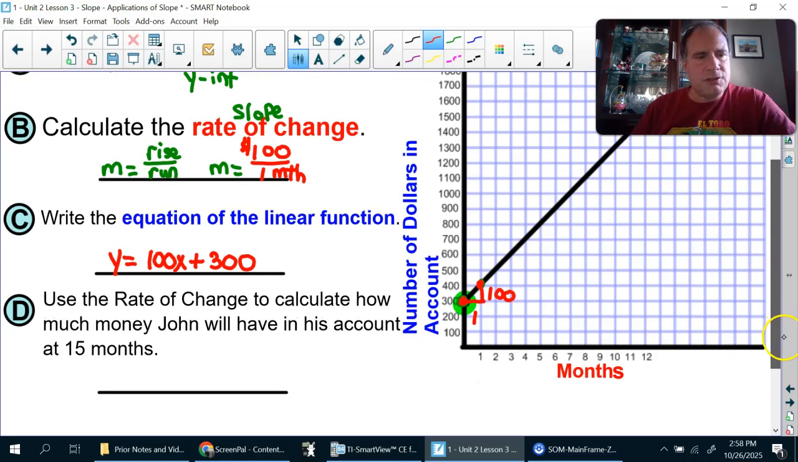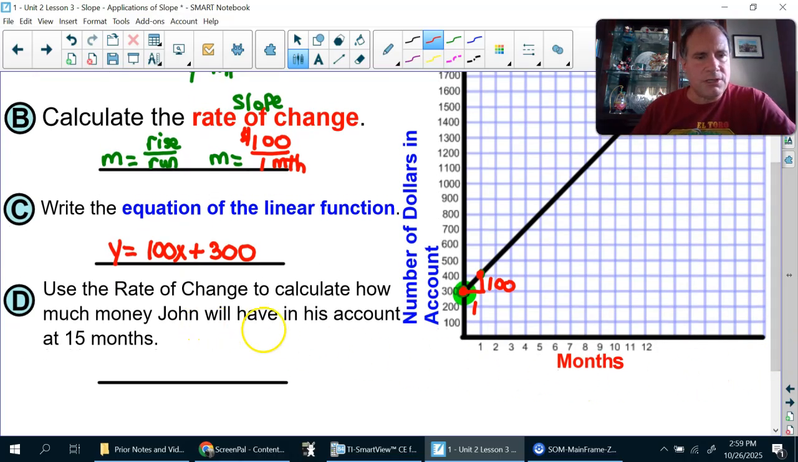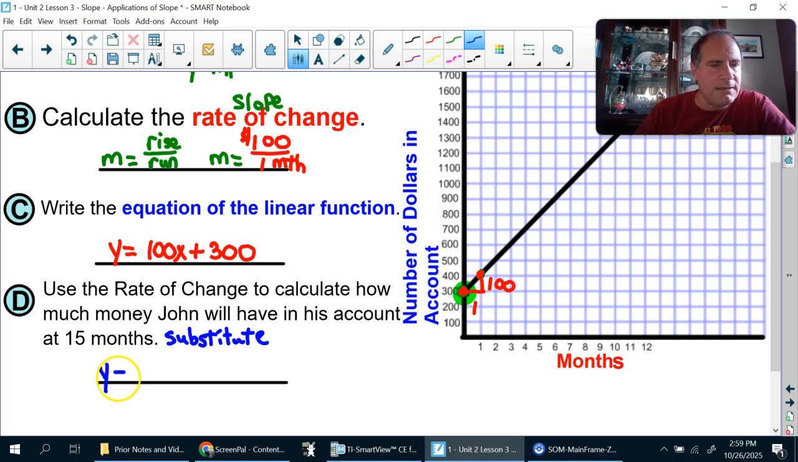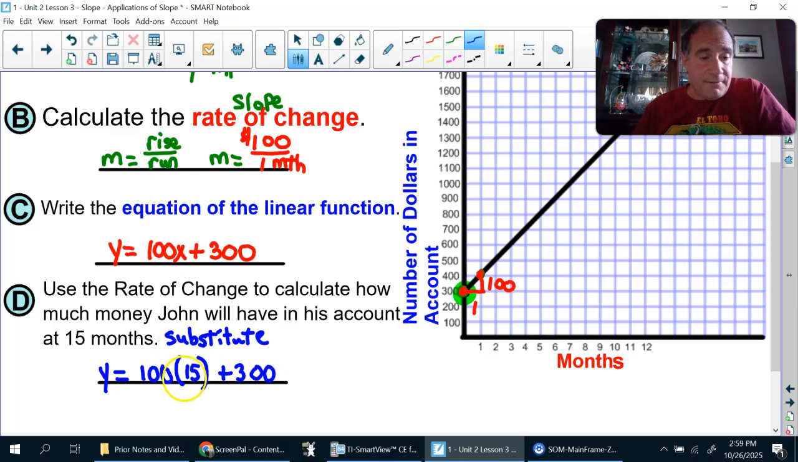Use the rate of change to calculate how much money John will have in his account in 15 months. So all we have to do really is substitute. We're going to substitute 15 in for x. So we're going to have y equals 100 times 15 plus 300, because x represents the months. So we have 15 months that we're going to figure this out.